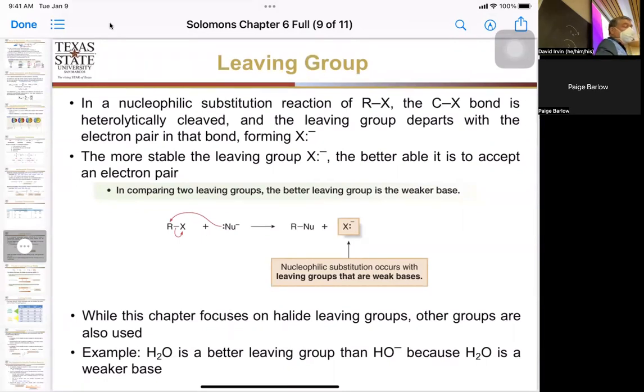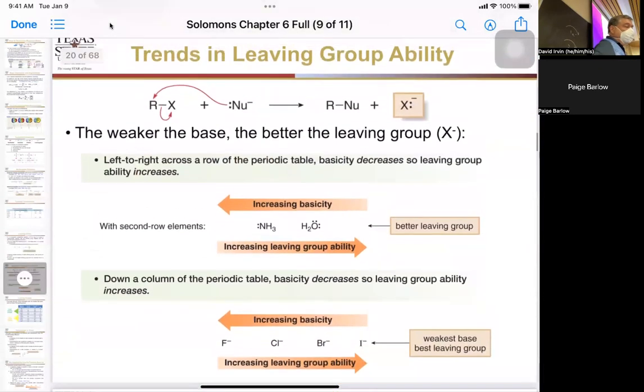Okay, so the leaving group has some issues. There are some general trends. Unfortunately, basicity and nucleophilicity are not identical. They are different because remember, basicity is thermodynamic, because in basicity we have equilibrium. In nucleophilicity, it's kinetic. So they usually trend together, but not always. So we need to pay attention to that.